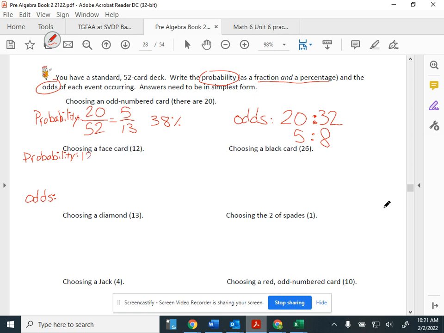12 over 52. Because there are 12 chances of getting that successful, 52 total. Am I done? No. Simplify. Go as low as you can go. 3/13. I can divide both the top and the bottom by 4.